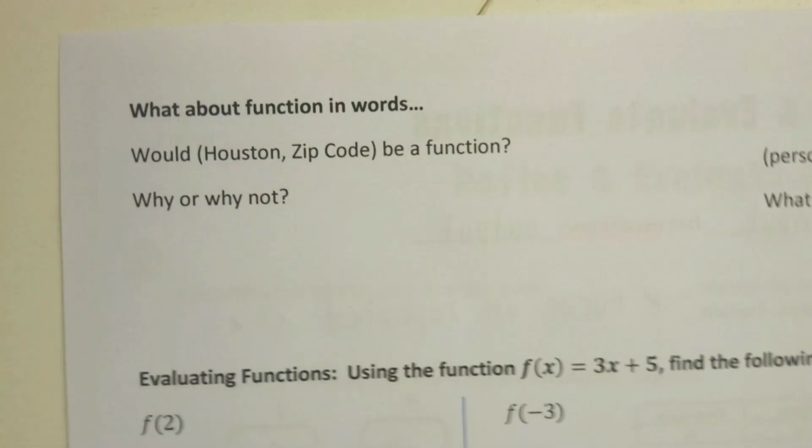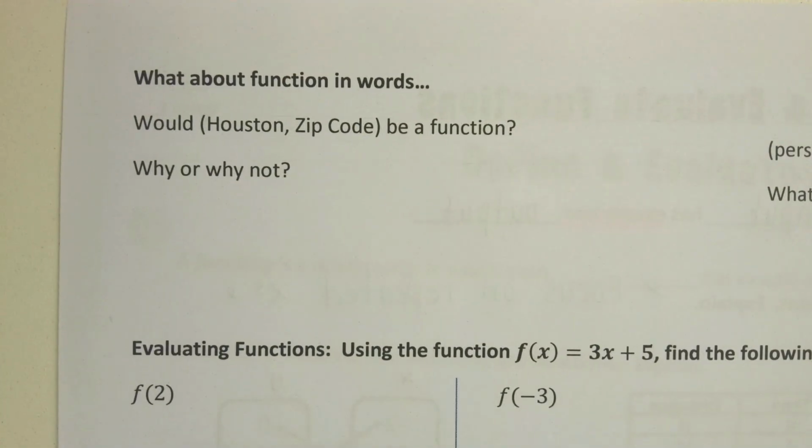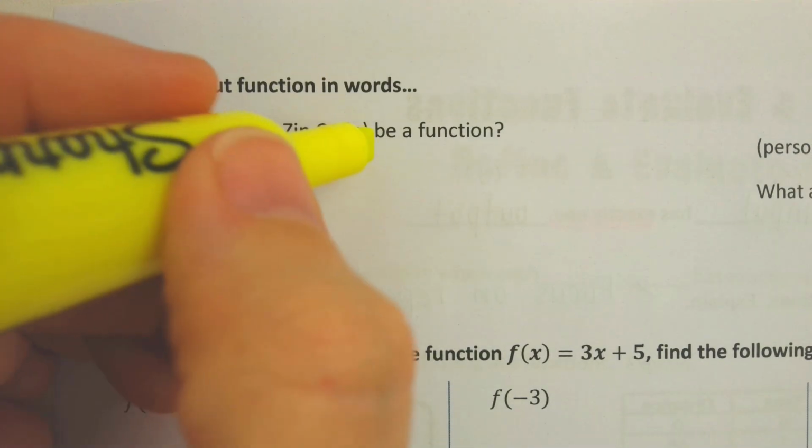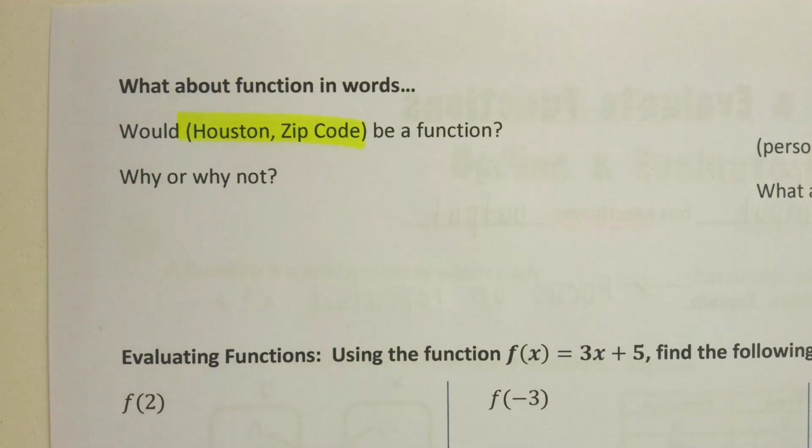Okay. I'm going to have us do a table talk for this one. For a table talk, what we usually do is each person takes turns sharing their idea. So this one says, what about a function in words? And those words are, would Houston, comma, zip code be a function? I'm going to have the person sitting closest to the door share your thoughts first, and then we'll work our way around our table. Just your thoughts. You don't have to necessarily be the right answer, but just kind of like, maybe because of this, or maybe not because of this.